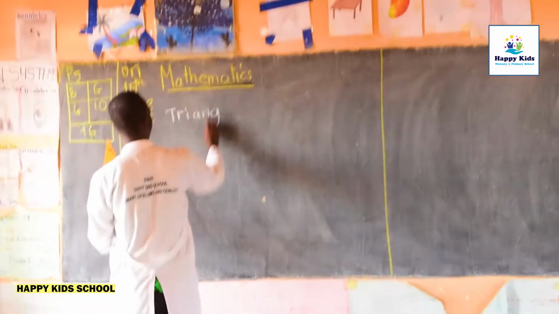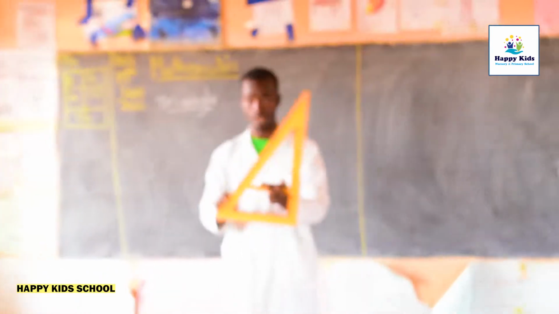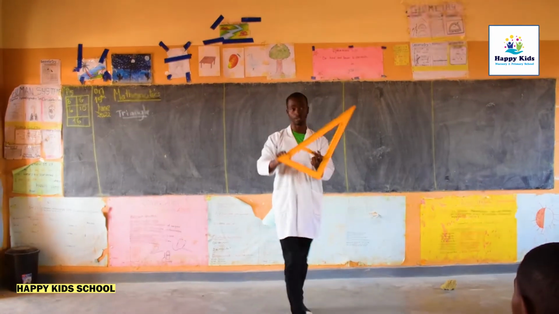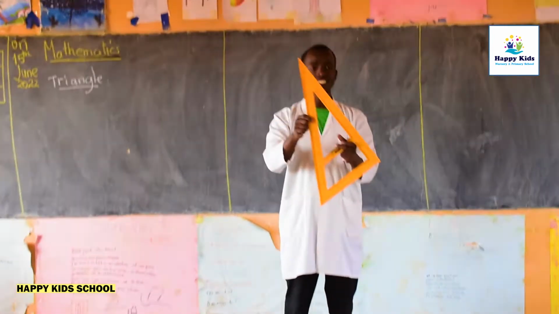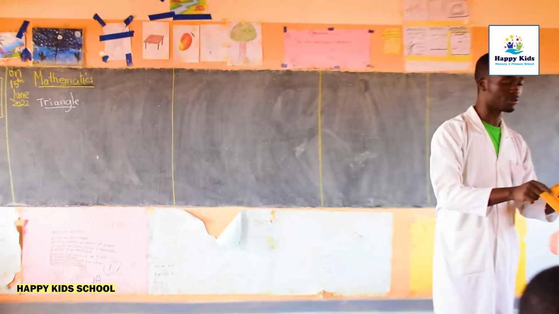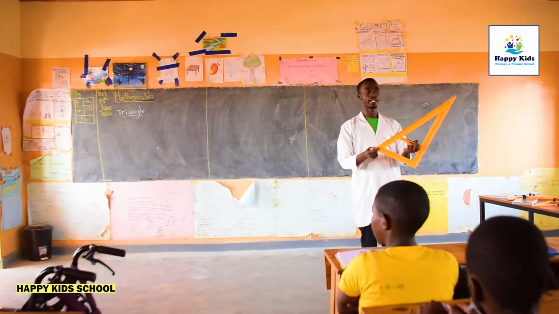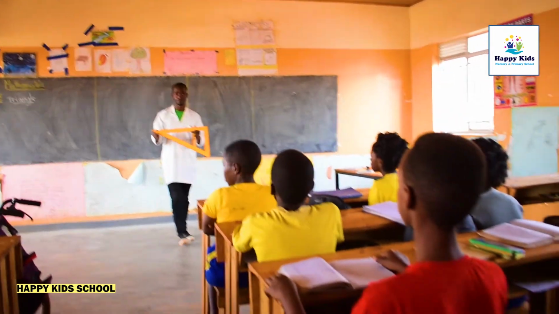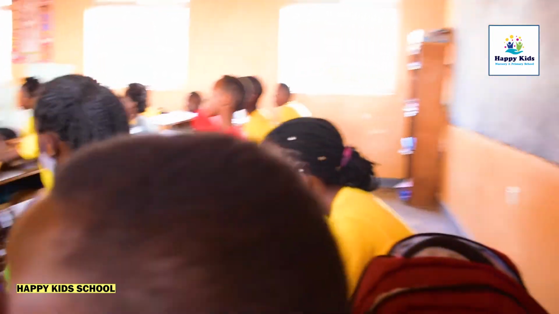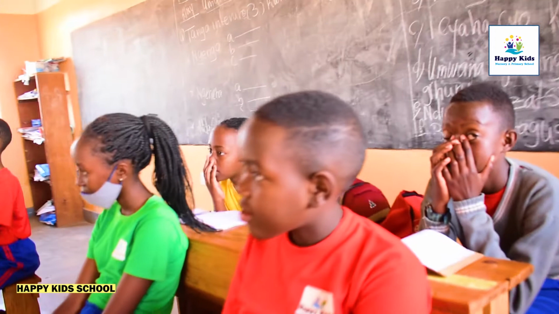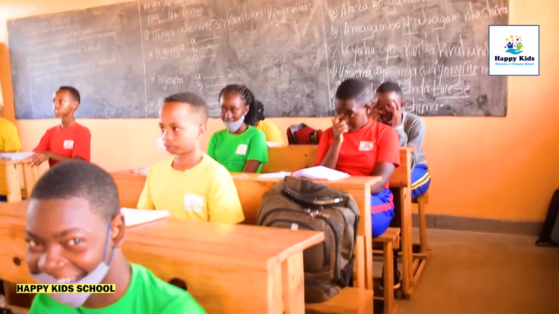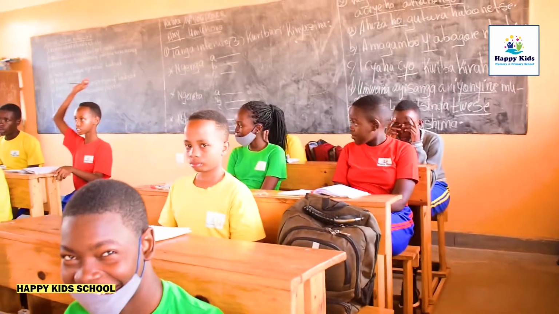I think it is not your first time to see a triangle. Even last year we have seen all about a triangle. What do you understand by a triangle? Who can try to explain to us a triangle? When we say triangle, what do you understand? When someone talks about a triangle, what is it?